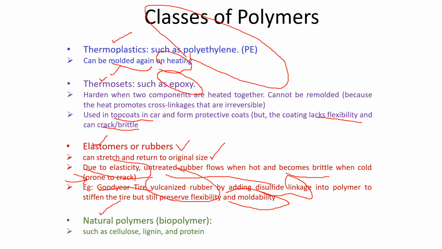And then the last one is natural polymer, or biopolymer, such as cellulose, paper, and also cellulose acetate, the reformulated one derived from biopolymer, lignin, and also protein. So protein is part of natural polymers.